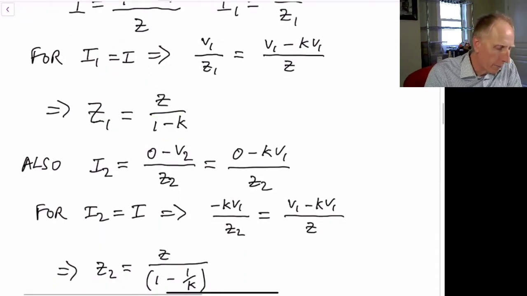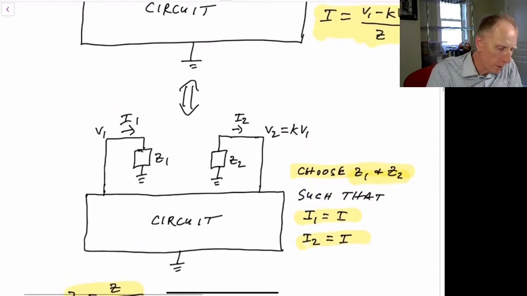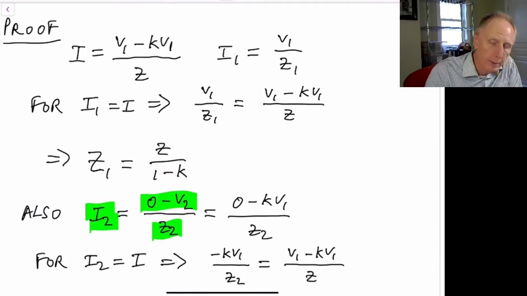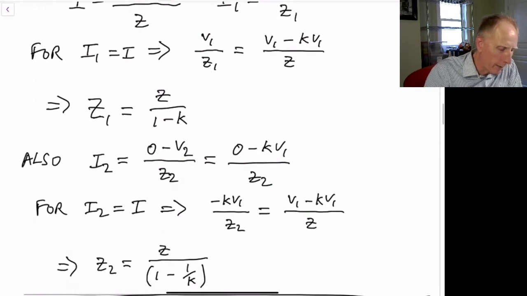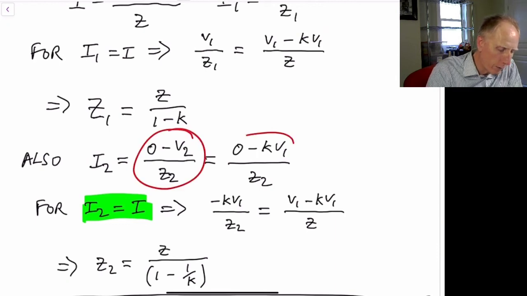We can do the same thing for Z2, because the current I2 here will be equal to 0 minus V2 divided by Z2, which is 0 minus K V1 divided by Z2. Again, set that equal to I, as we did before. So I2 should also equal I.